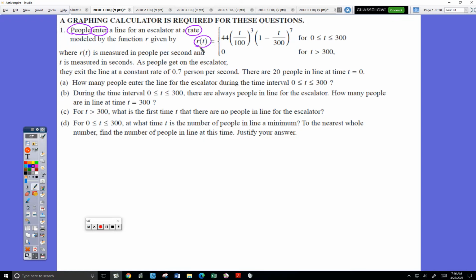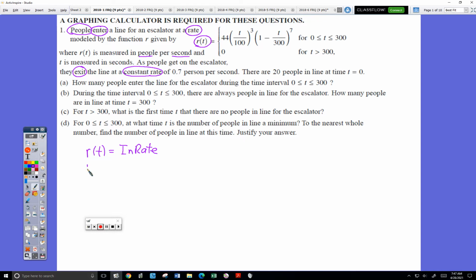So R is the in rate. So R of t is the in rate, where R is measured in people per second, that makes sense. And t is measured in seconds. As people get on the escalator, they exit the line, they leave at a constant rate of 0.7.